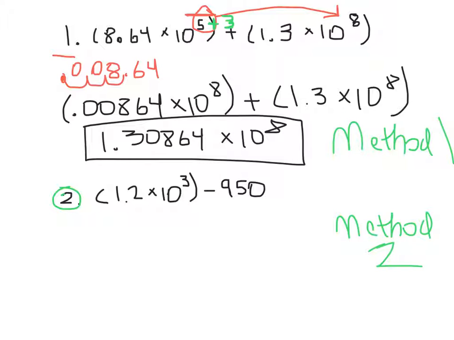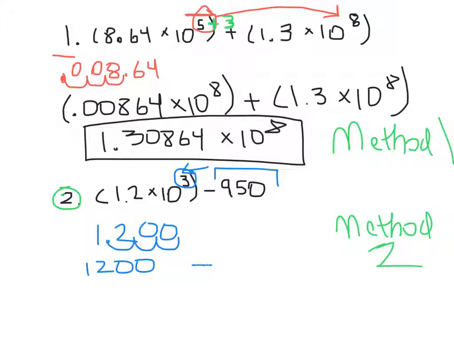Okay, so for 1.2 to be in standard notation to match this 950, we're just going to move our decimal 3 places to the right. It's a positive exponent, which means our number is going to get larger. So we'll move it over 1, 2, 3 places to the right, and add in the zeros. So it's 1,200 minus that 950, which we'll bring down. If you subtract 1,200 minus 950, you would get 250.